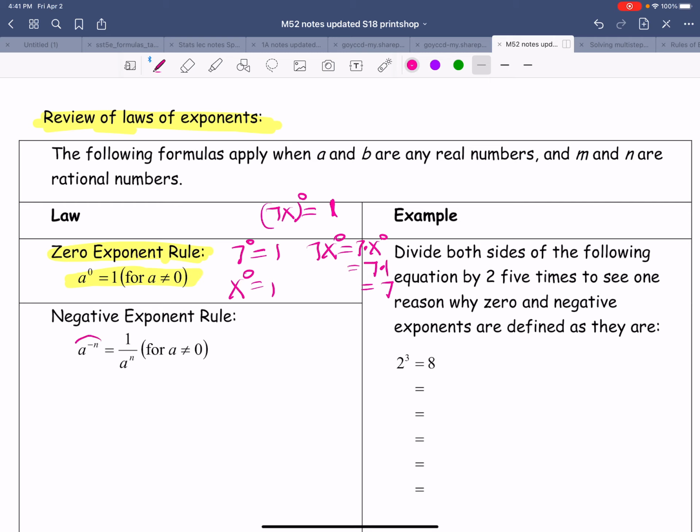Negative exponent rule. So if you have a negative exponent, you can always bring it to the denominator and make it positive. Same thing applies if you have a negative exponent in the denominator. You can take it to the numerator and make it positive.